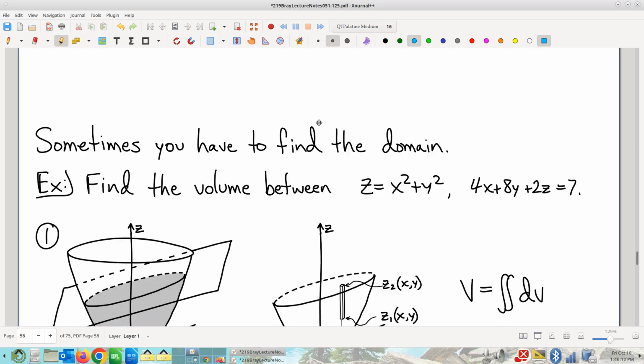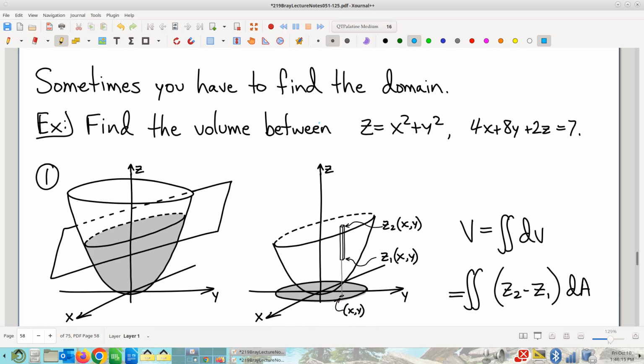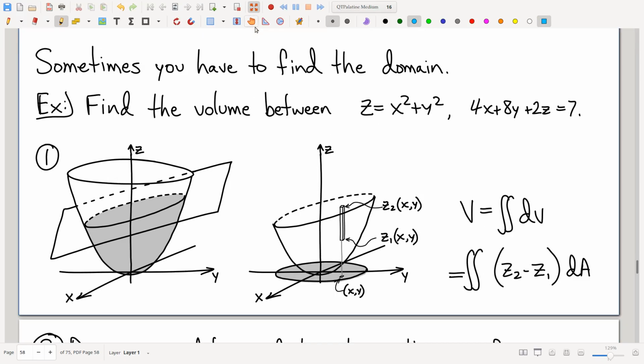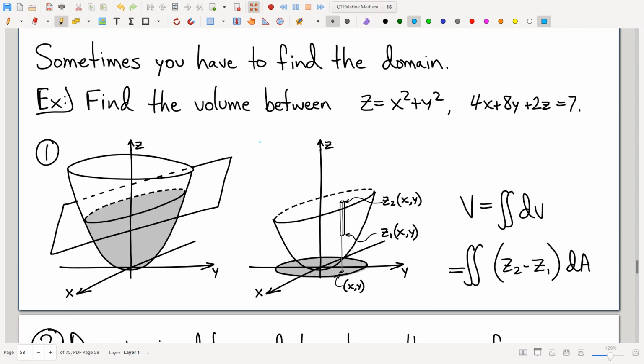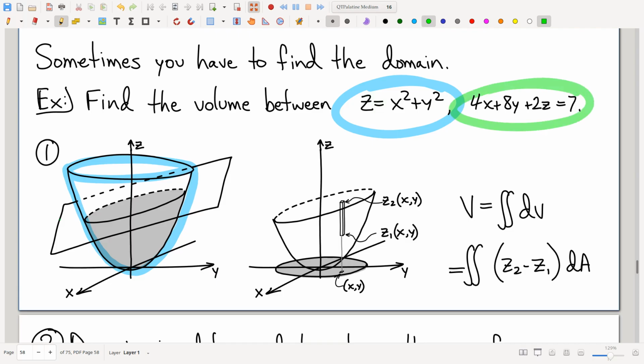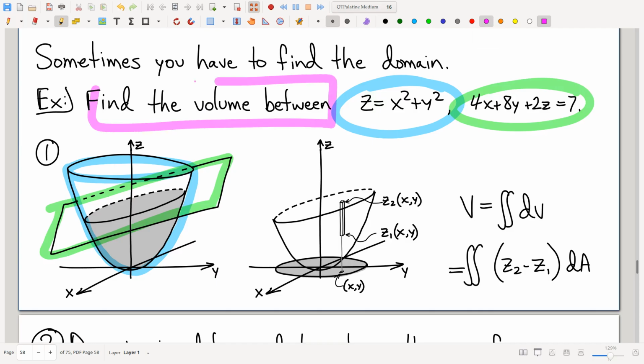Okay, moving along. Sometimes you have to find the domain. Let me go ahead and go full screen here. Sometimes the domain is not explicitly given. There's two interesting things about this example. Let's just dive in. We have given this plane and this, that's not a plane. I got ahead of myself. This paraboloid, colors, this paraboloid, and this plane, I think I got it right finally. And we're looking for the volume in between, and of course that's what I have in gray, now purple.